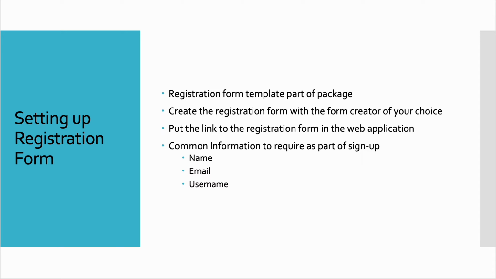So, setting up the registration form. Again, there's that template that's out there. You can use the form creator of your choice. And when you use that web application, it's going to ask you for the link to the registration page, where you can put in the link to your university's registration form, which will then automatically update that button that shows up on that landing page for participants to register.